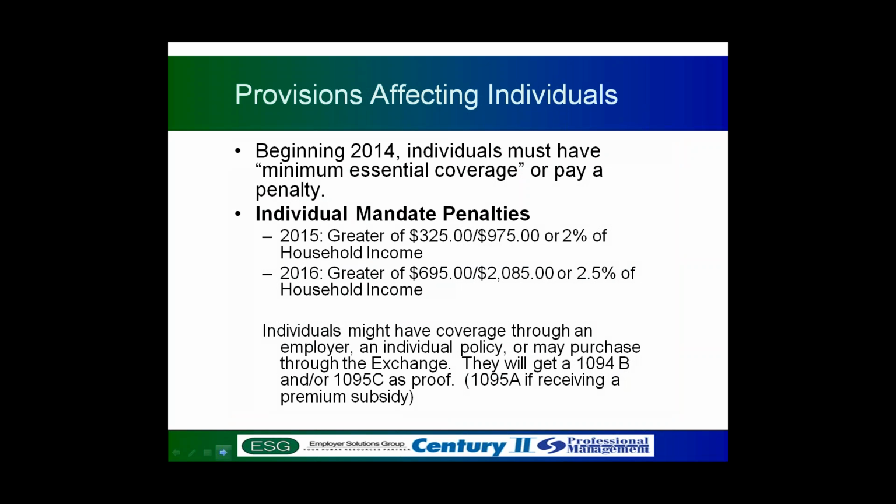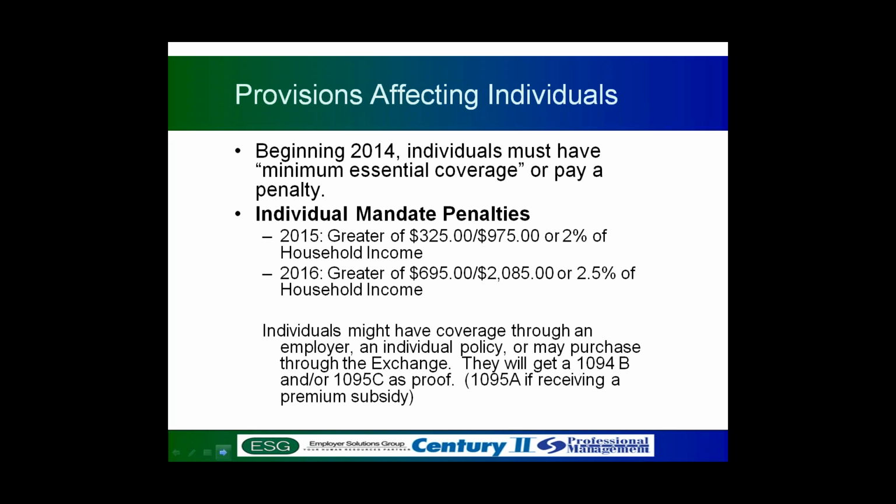Now, there are a number of provisions that affect individuals. And as I mentioned, back in 2014, individuals had to purchase minimum essential coverage or pay a penalty. And for 2015, the penalty is the greater of $325 with a maximum of $975 for a family, or 2% of household income, whichever is greater. So let's say you have a household income of $100,000, then your penalty, your tax, would be $2,000.